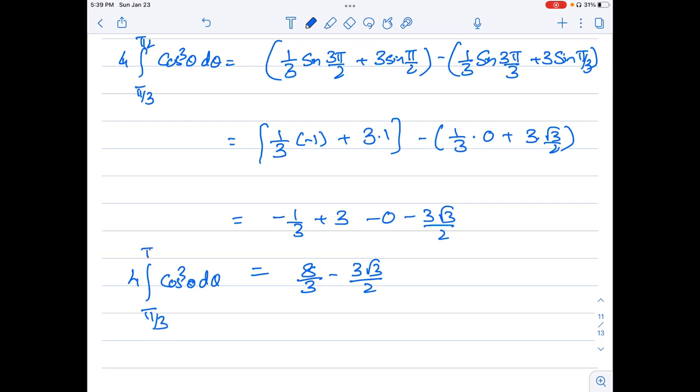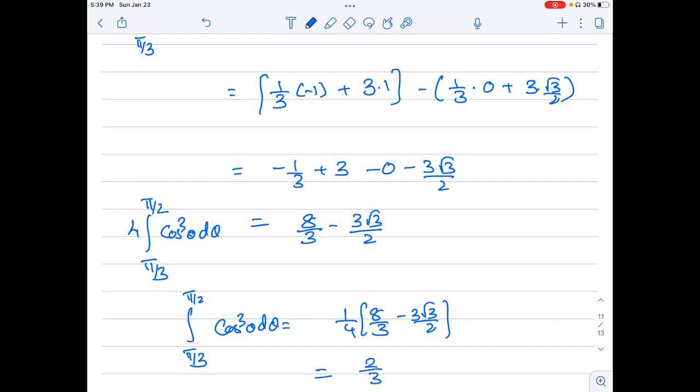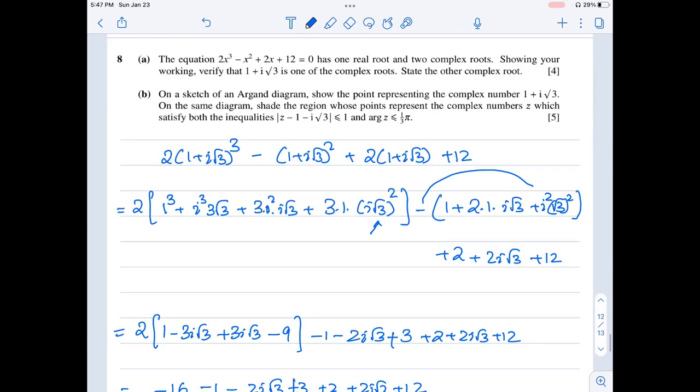But I want it only for cos cube theta d theta. So for the integral of cos cube theta d theta, bring that and divide by 4. So 1 upon 4 times 8 by 3 minus 3 root 3 by 2. So it becomes 2 upon 3 minus 3 root 3 by 8. That's going to be the answer.